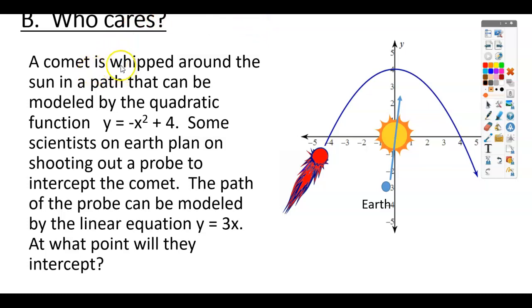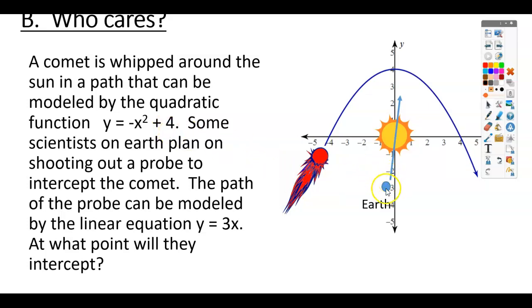A comet is whipped around a sun in a path that can be modeled by a quadratic function. Okay, so if we put the sun at the origin and we have this comet coming around, maybe we can model loosely its path with a parabola. Now, just so you guys know, there's actually a different shape that astronomers use to get the path of a comet, but we're going to go with parabola for now.